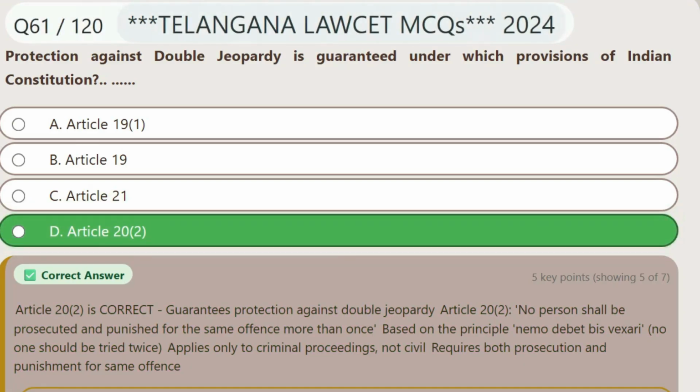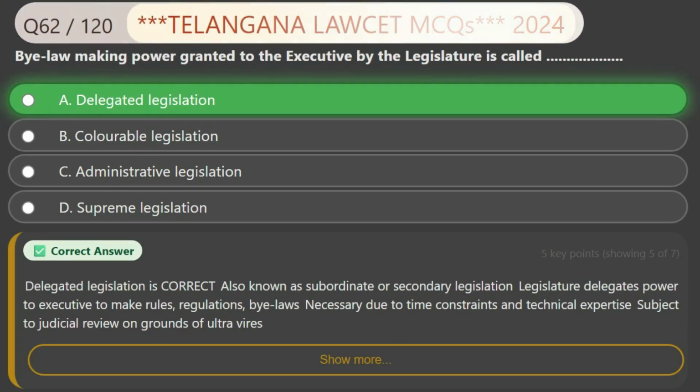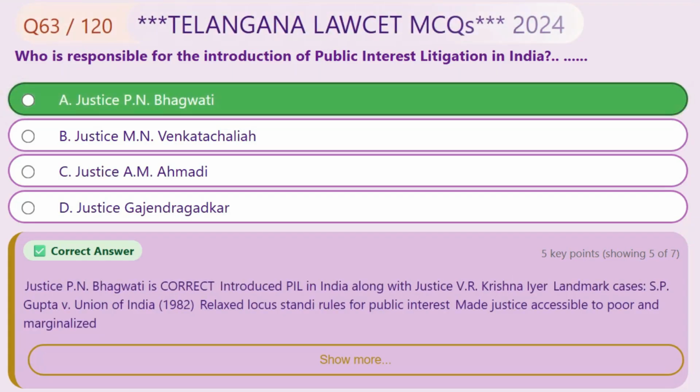Protection against double jeopardy is guaranteed under which provisions of Indian Constitution? Article 22. The lawmaking power granted to the executive by the legislature is called delegated legislation. Who is responsible for the introduction of public interest litigation in India? Justice P. N. Bhagwati.